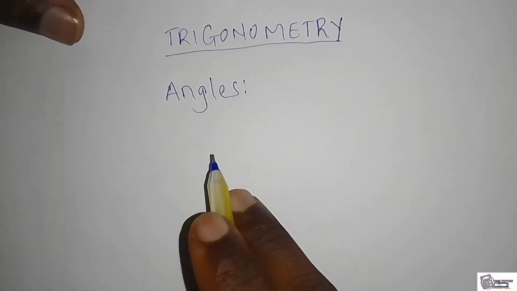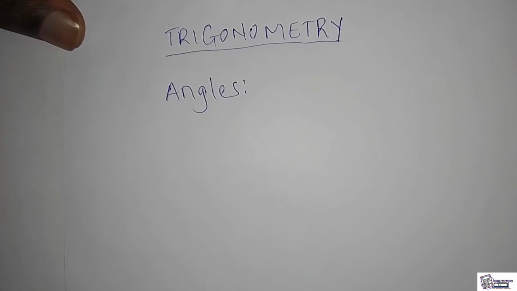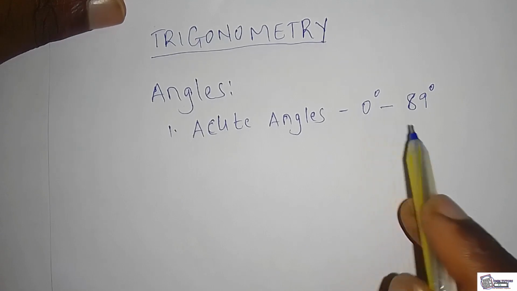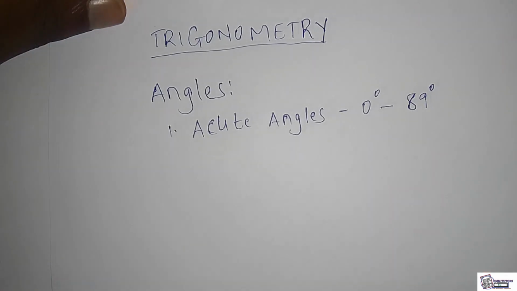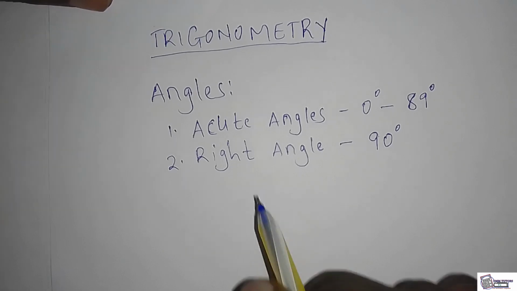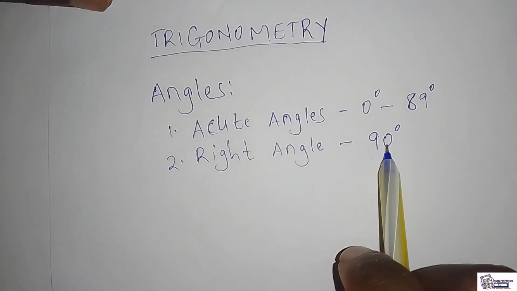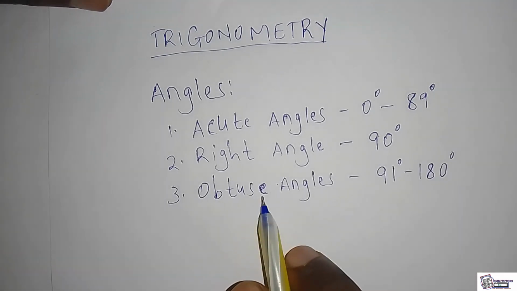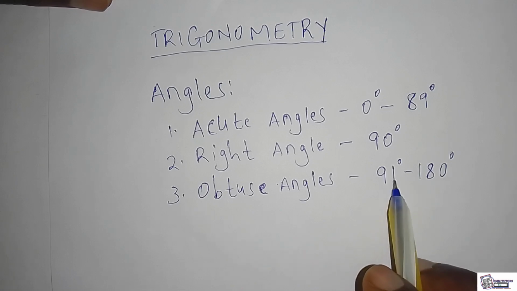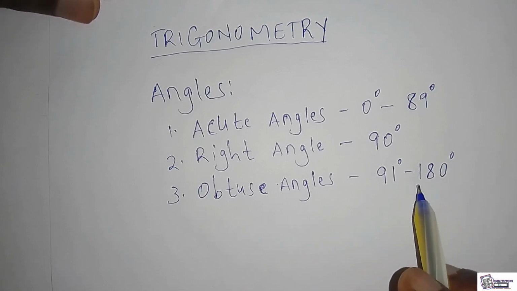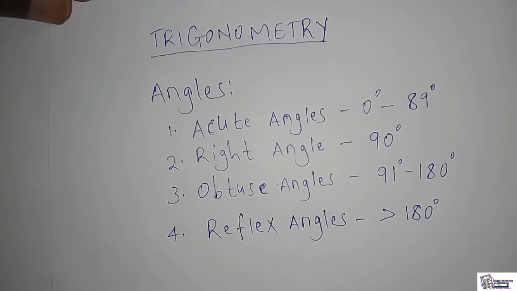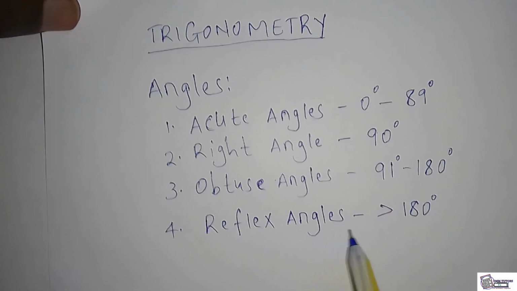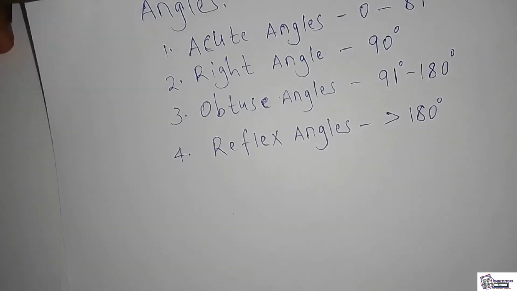So angles can be, number one, acute angles, which are angles between 0 degrees and 89 degrees. Then number two, we have right angle, which is 90 degrees. Then number three, we have obtuse angles. They are angles from 91 to 180 degrees. Then we have reflex angles, which are angles above 180 degrees.